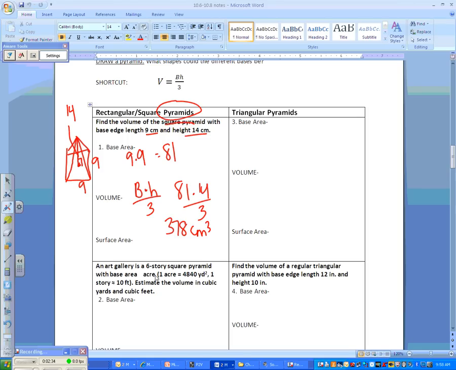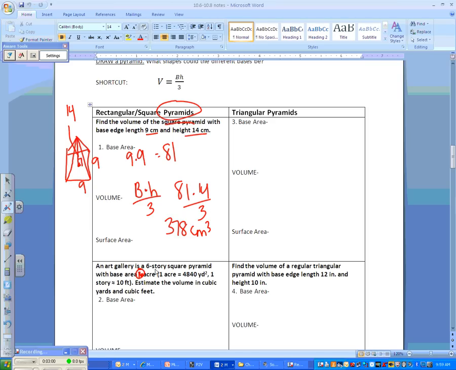Okay, this question is a little bit different. An art gallery is a 6-story square pyramid with base area... Oh, I didn't give you a number here. Let's say that the base area is 16 acres. Okay. Estimate the volume in cubic yards and cubic feet.